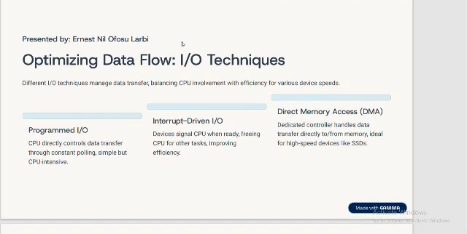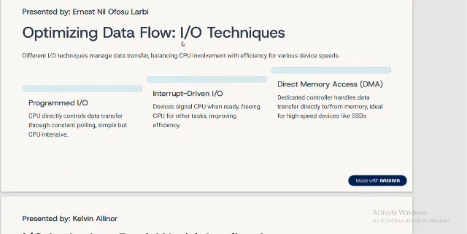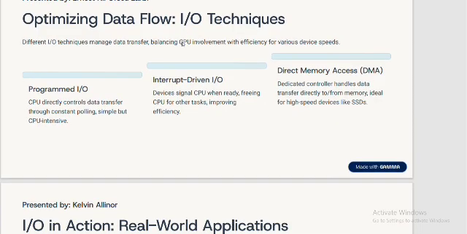We are going to be talking about optimizing data flow, the input/output techniques, or the I/O techniques. Different I/O techniques manage data transfer, balancing CPU involvement with efficiency for various device speeds. We have program I/O, where the CPU directly controls data transfer through constant polling, simple but CPU intensive. We have interrupt-driven I/O, where devices signal the CPU when ready.